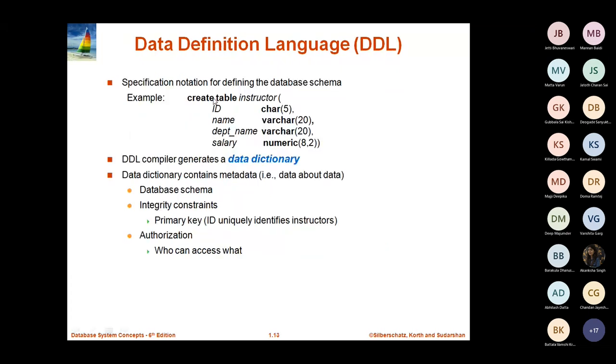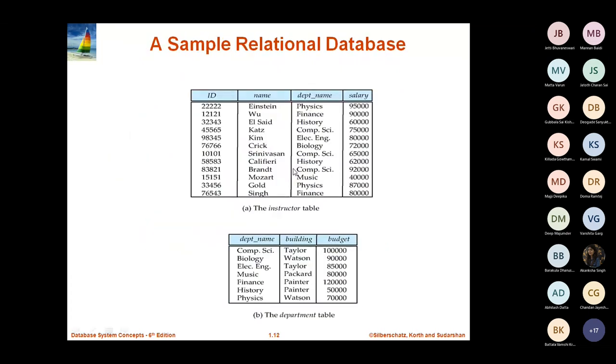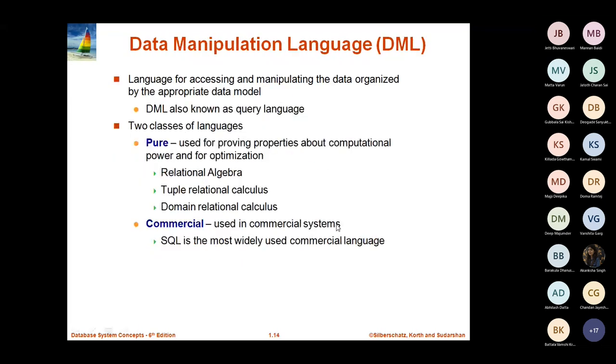Then once we have created the structure of the table, we have to insert the data in it, and then we have to also retrieve the data from it. These are called data manipulation language. There are three pure languages, which we'll see a few topics later. One is called relational algebra, and the other two are relational calculus: tuple relational calculus and domain relational calculus. But we are going to focus more on the commercial language, which is the structured query language, or SQL.